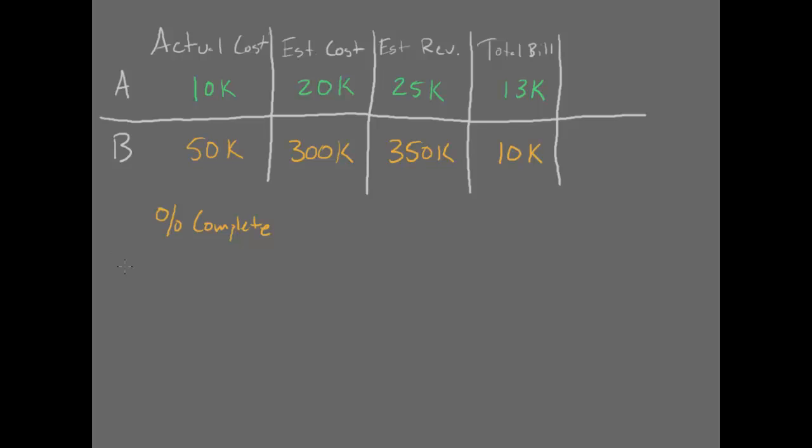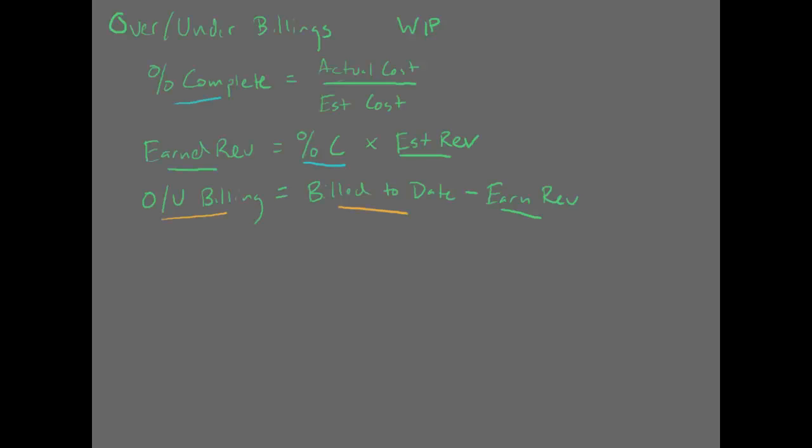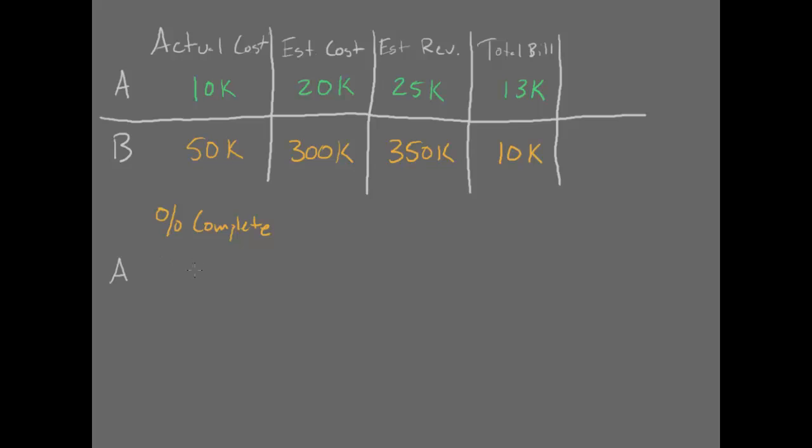For Project A, our percent complete, if we go back and look at our formula, is actual cost divided by estimated cost. Actual cost is $10,000. We divide that by our estimated cost of $20,000, and our percent complete is 50%. Now on project B, our actual cost is $50,000. We divide that by our estimated cost of $300,000, and that comes to a little bit different number of 16.66 repeating percent complete.